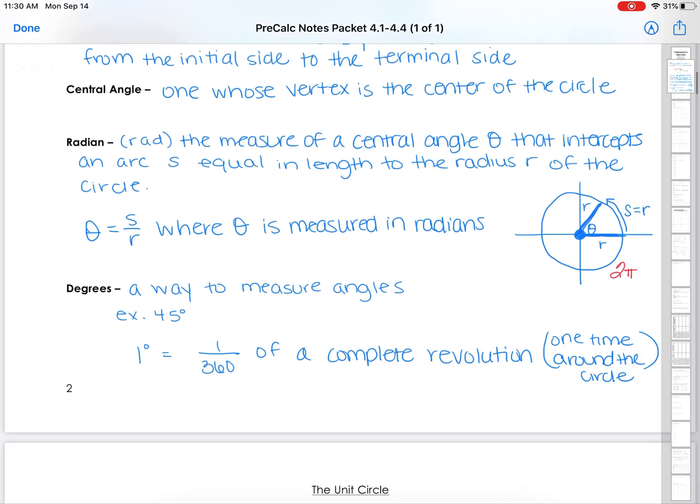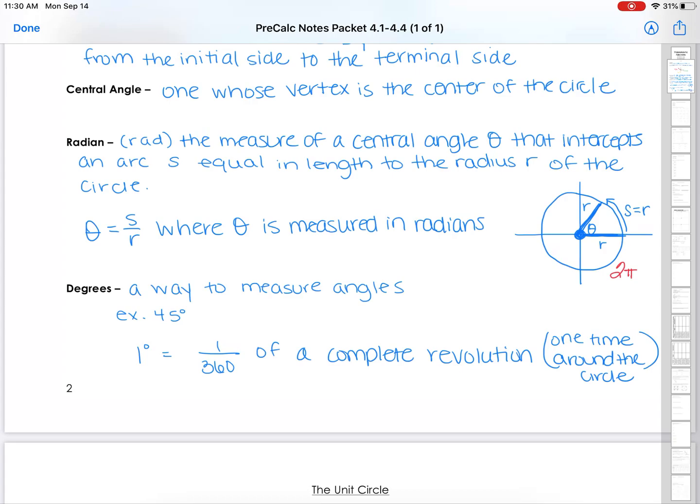For degrees, that's just another way to measure angles. For example, like 45 degrees, 60 degrees, that sort of thing. One degree is equal to 1 out of 360, so 1/360th of a complete revolution. That's just another way of saying one complete time around the circle. So we know there are 360 degrees to complete an entire circle.